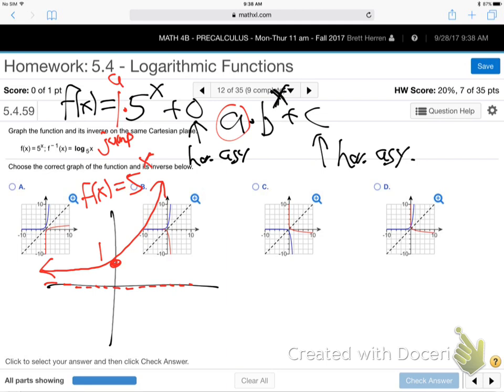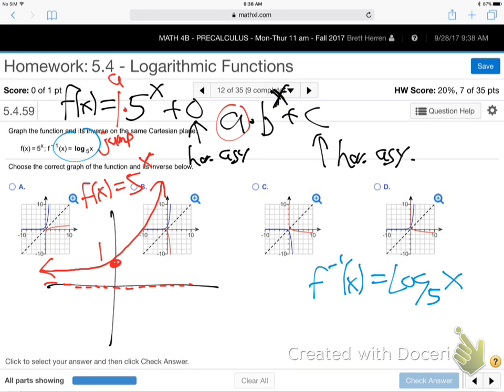Good? Now, we want to graph on the same axis the inverse. What's the inverse function? Well, they're just telling us right now. Log base 5 of x. That's the inverse of 5 to the x. We'll prove it in a little bit. For now, let's just take it based on what they're saying. If this is the original function, and log base 5 of x is the inverse, what do you think the graph looks like?